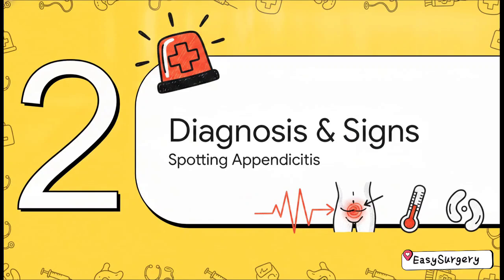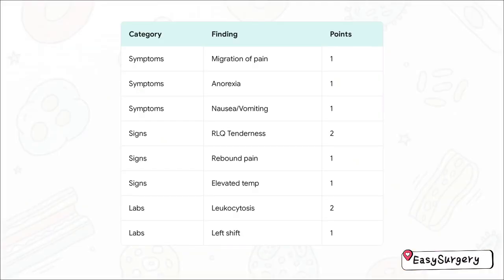Right, moving on to Section 2, Diagnosis and Clinical Signs. Let's step into the ER and figure out how we actually spot acute appendicitis before things go south. You've probably heard of the Mantrals, or Modified Alvarado Score. It's a fantastic diagnostic tool that maps out symptoms, signs, and labs on a 10-point scale. The big takeaways here? Right lower quadrant tenderness and an elevated white blood cell count, leukocytosis, are huge red flags, so they're weighted with 2 points each.